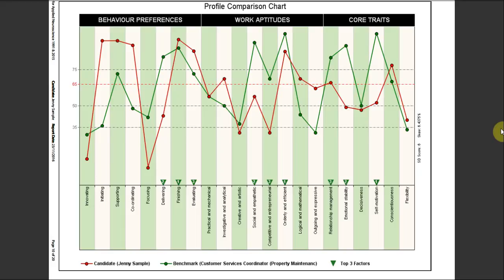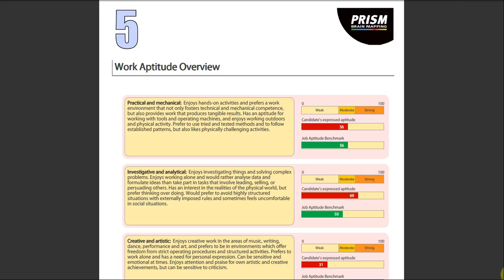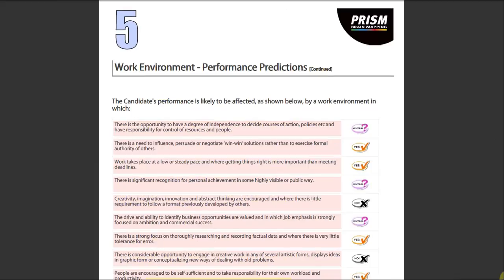More information on all the areas on the graph can be found in the benchmark planner. Section 5 contains further information regarding the work aptitudes and the work environment performance predictions. The work environment performance predictions provides an overview of the extent to which the candidate's performance is likely to be affected by different work environments.